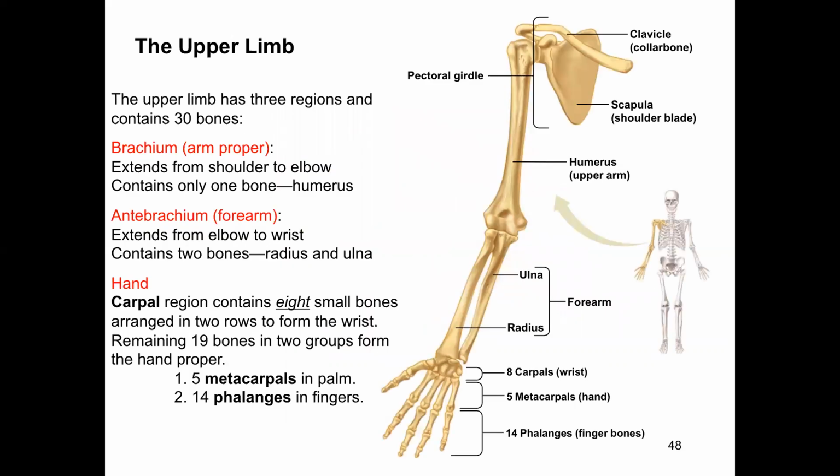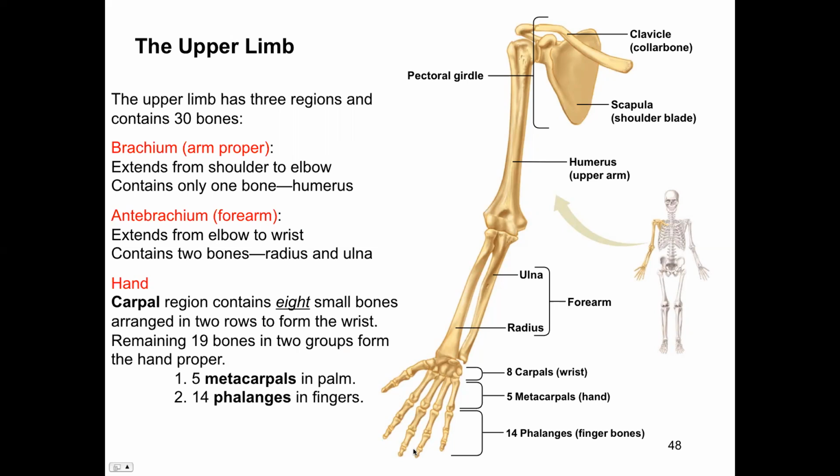Nope. Now the upper limb, so the brachium is made up of the humerus, all right, and it is going to articulate with the pectoral girdle, and that's going to extend from the shoulder down to the elbow. Then there's the antebrachium, which is the forearm. That's made up of the ulna and the radius, and then of course the hand. So here you've got your 8 carpal bones, 5 metacarpals, and 14 phalanges, so your finger bones.